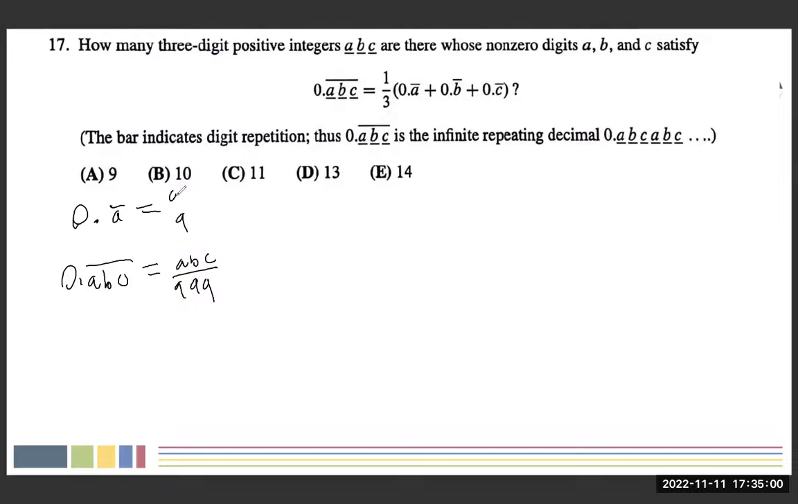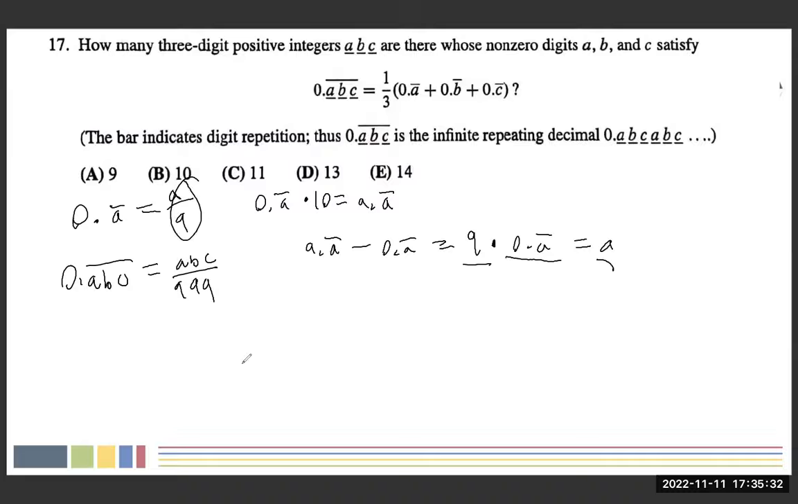Well, let's think about it. If we take 0.A repeating and multiply it by 10, this gives us A point A repeating. And if we subtract 0.A, this gives us 9 times 0.A, obviously. But this is also equal to just A. So basically, this is equal to A over 9. All right, so that makes sense.